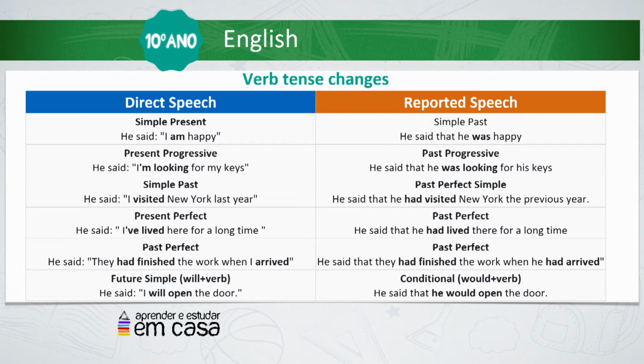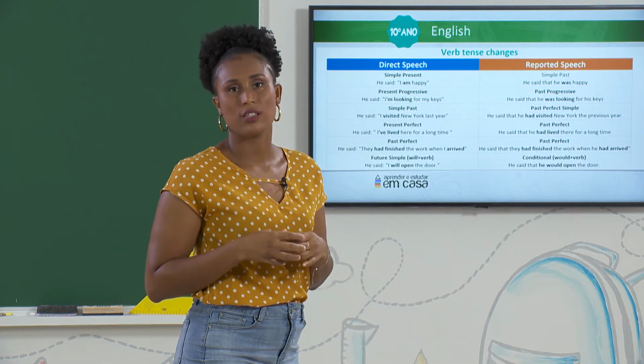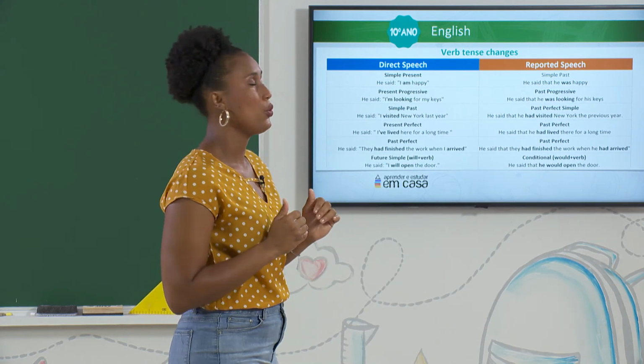And for the last one, we have future simple, will plus verb, and in reported speech it becomes a conditional, would plus verb. He said, I will open the door. He said that he would open the door. See? It's easy if you pay attention. So let's continue with the changes.